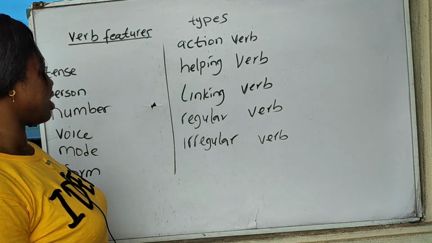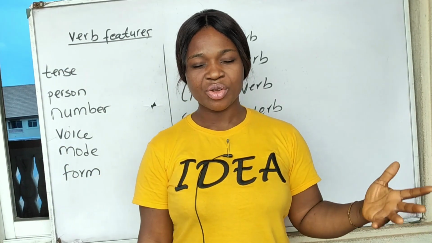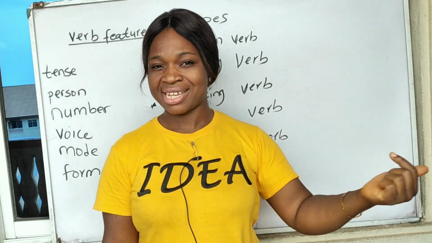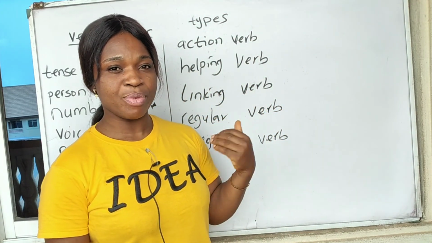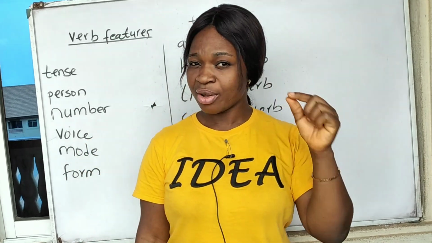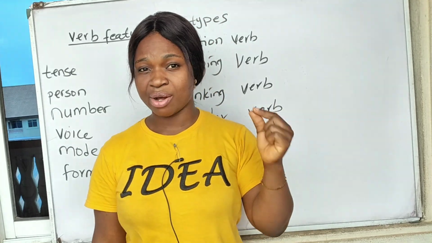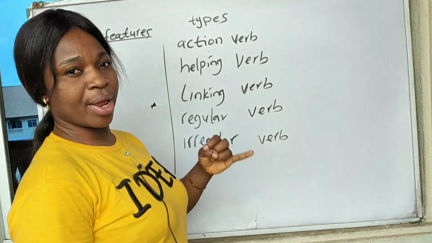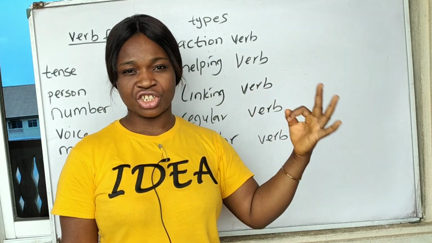And again we still have person. When we talk about person, we are referring to how you use the verb when you're talking about yourself as the first person, I; talking about you being the second person, that is me talking to you. I am number one, you that I'm talking to is number two, then the person or the thing that you're talking about is number three. So we have 3 persons when it comes to verb features: 1, I; 2, you; 3, he, she, they.